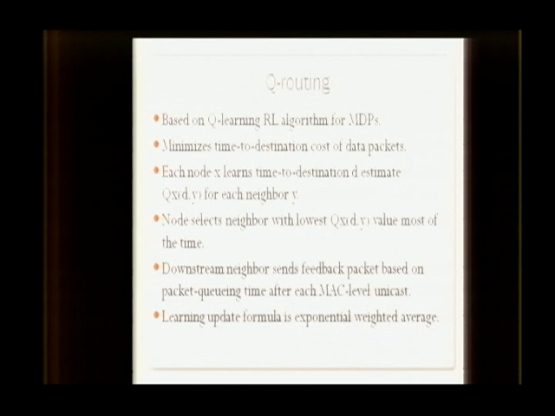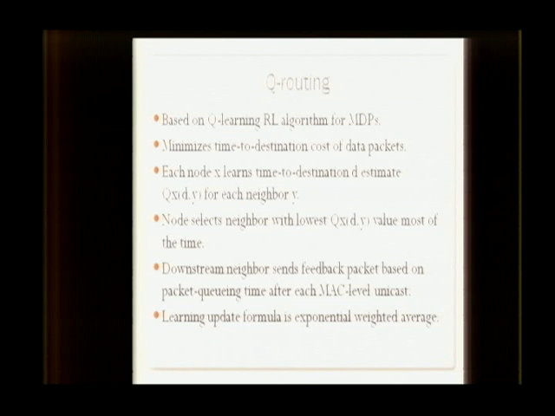Q-routing is based on the Q-learning algorithm, which I talked about for Markov decision processes. It is hoping to minimize an estimated time to destination for the data packets. Each node X learns some estimate Q_X(D, Y) for each destination D and neighbor Y. The node selects the downstream neighbor with the lowest Q value most of the time. It's doing that most of the time to do exploitation, but it's also exploring.